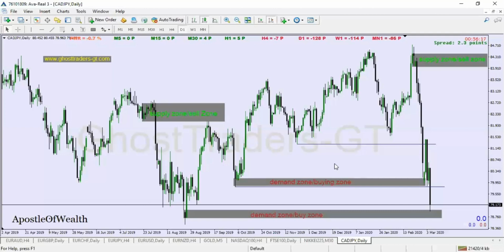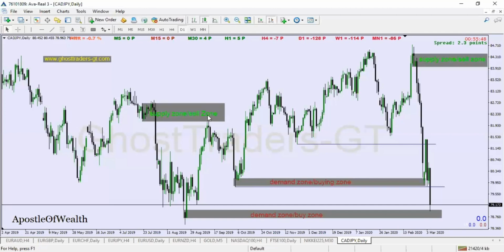For an example, as you can see here, this is our demand zone, this is our demand zone, and this is our supply zone, and this is our supply zone. So what we need to see when price gets to a supply zone or a demand zone is not price staying that long or consolidating in this area. What we want to see is price moving away quickly from this area.